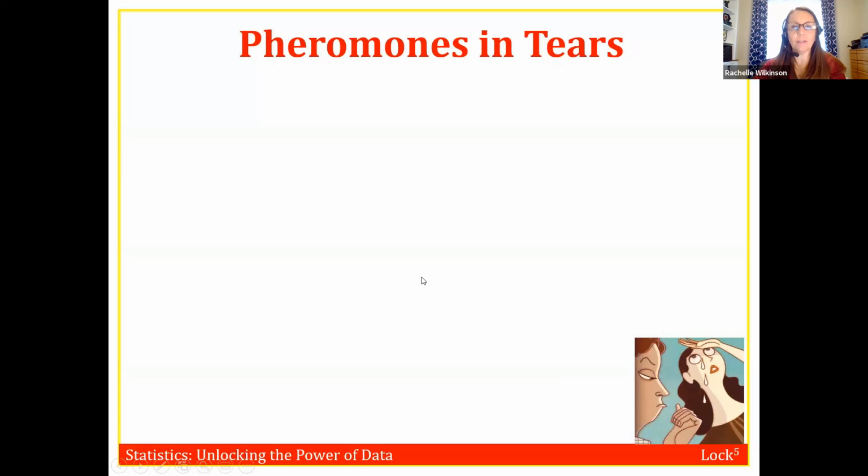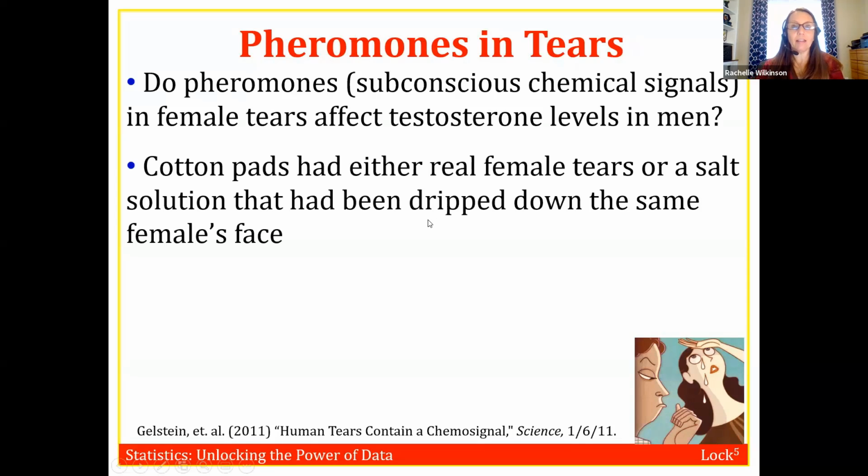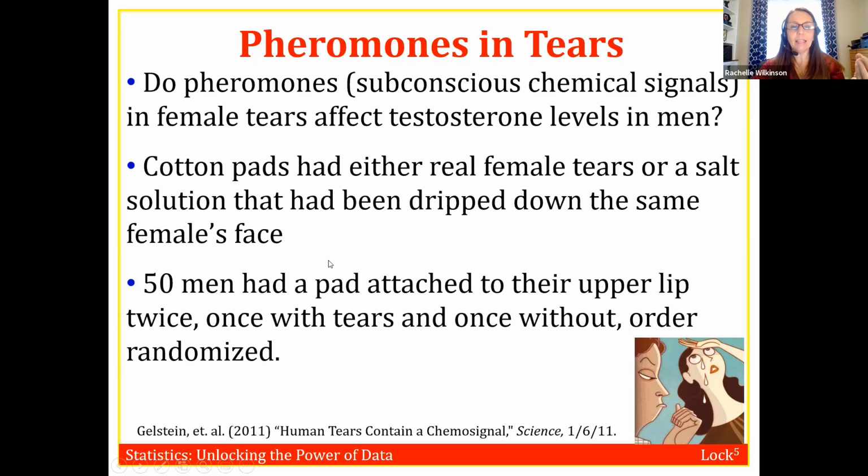So here's an example of a study that we're going to look at. They wanted to find out if pheromones in female tears affected the testosterone levels in men. So they designed this study. They took some cotton pads and put either real female tears on the cotton pads or a saline solution that had been dripped down the same female's face. So they had these two treatments: one was real tears and one was fake tears. Then they had these men and they attached the pad to their upper lip twice. So each man got both the real tears and the fake tears.